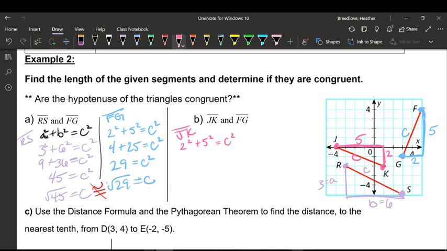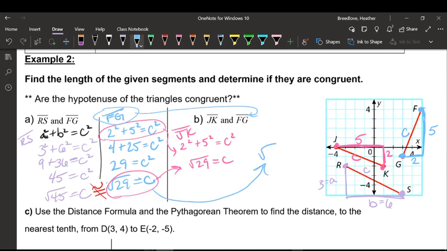Wait a minute, that sounds really familiar, doesn't it? Yeah, that was exactly what I did right there. So that means that this is going to be the same too. Square root of 29 equals C. Look at that, just saved a lot of work. And then it said FG. Well, FG, I already did that too. This is FG. So that's the same. So this is the same. Square root of 29 equals C. So are they congruent? They are.